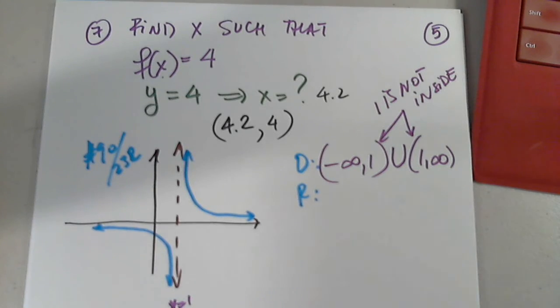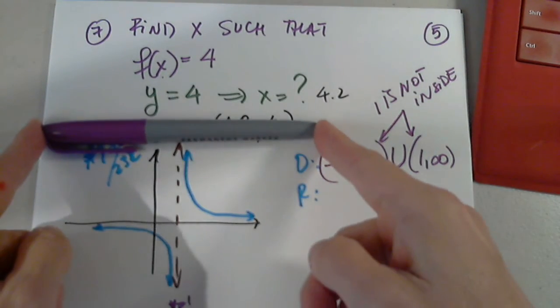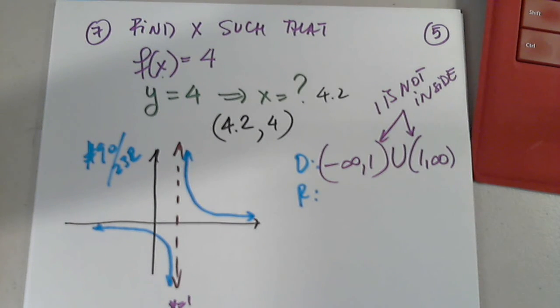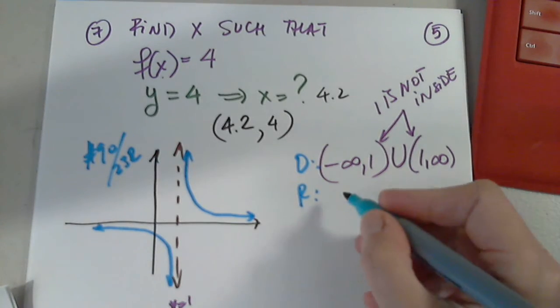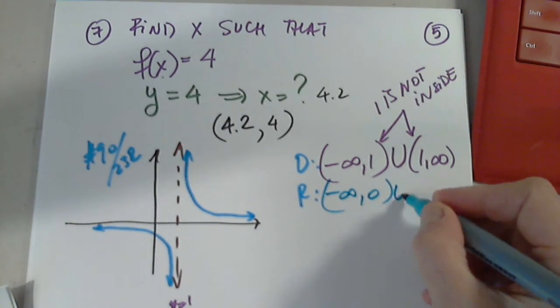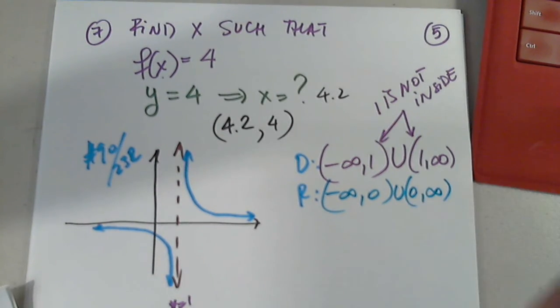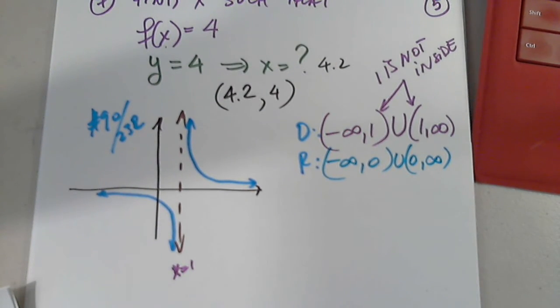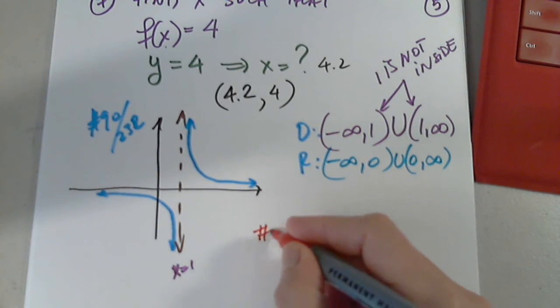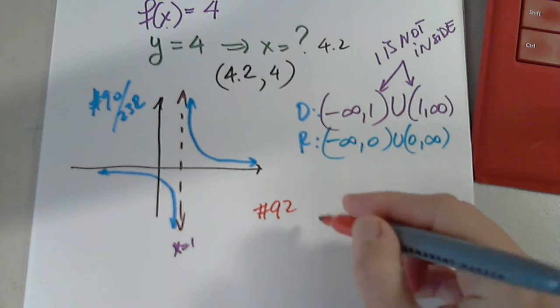Can anyone sweep from low to high and tell us the range of this function? Negative infinity to 0, union 0 to infinity. Excellent, brilliant, thank you. That's it. I also want to look at another example because it's different, which is 92, same page.